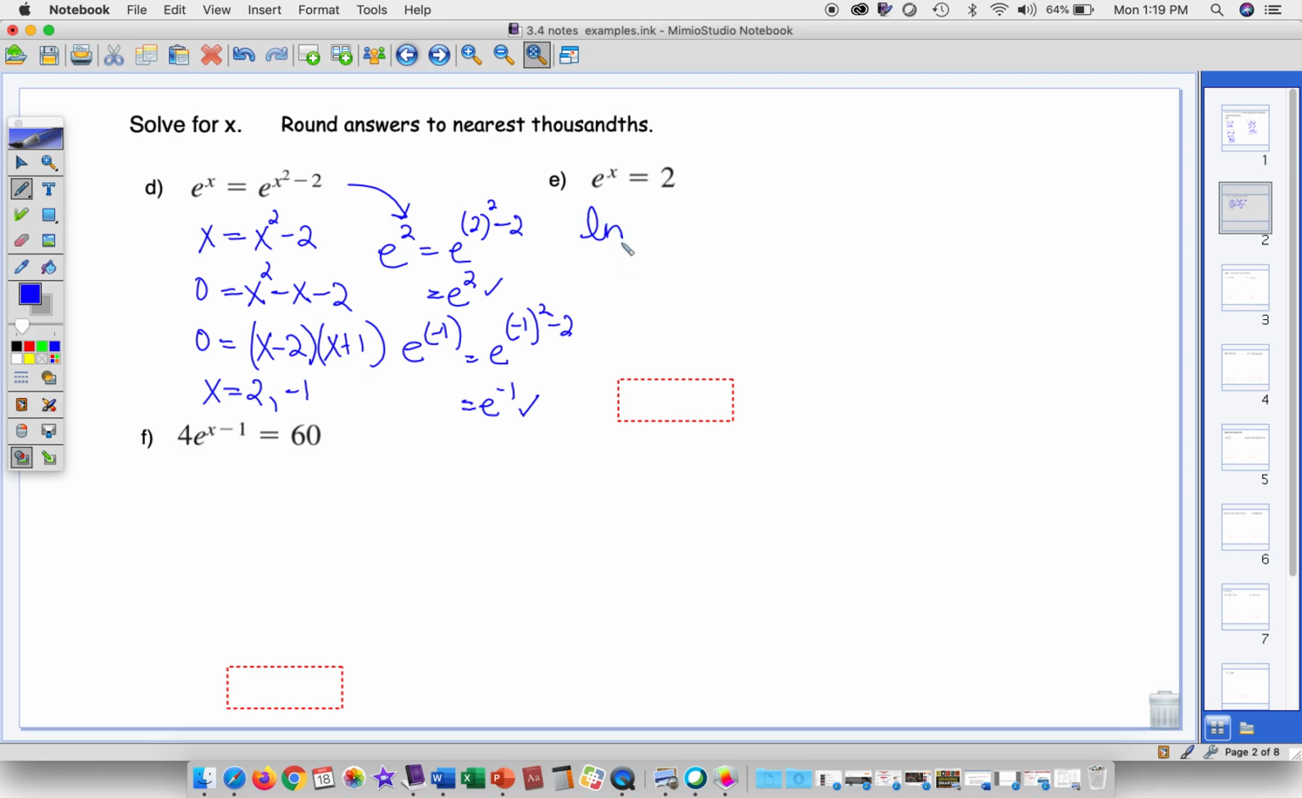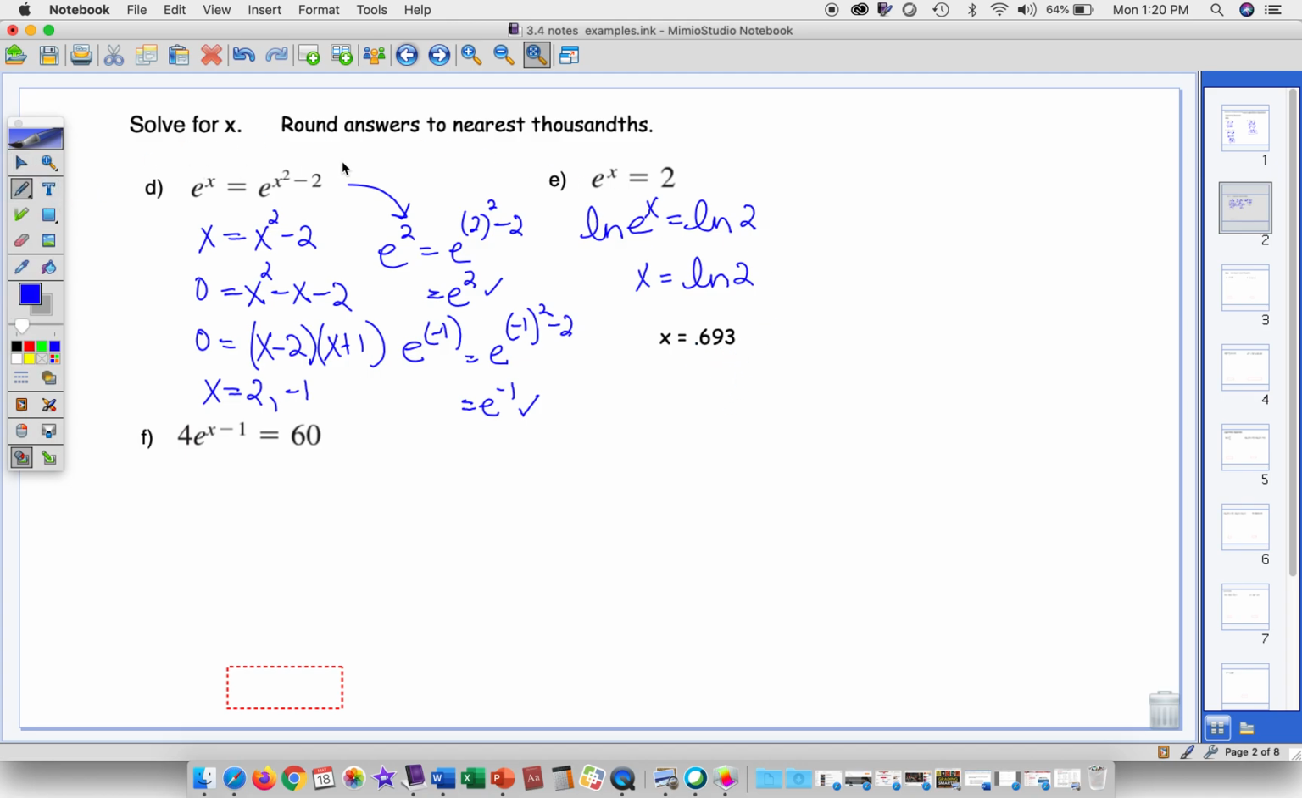So I can take the natural log of both sides, so it's natural log of e to the x is equal to natural log of 2. The natural log of e to the x, remember from our properties, is just x. So x is equal to the natural log of 2. And then this I would have to calculate on my calculator. And I get a decimal. Usually you're asked to round to the nearest thousandths. Okay, so to the nearest thousandths, it's 0.693.